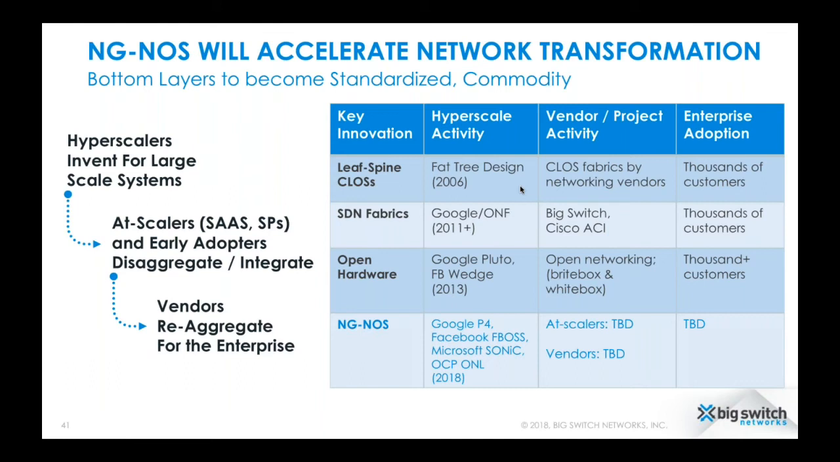And we saw these examples of leaf-spine Clos, SDN fabrics, and open hardware taking place over the past few years. And here we are today, now seeing the next logical step in the journey, discussing the next-gen network operating system, which is at the first stage of its unveiling. We would expect that over the next few years, it will move from hyperscaler organizations to at-scalers, and we are already seeing that. Our survey already demonstrated that, and then a little later, it will be reaggregated by vendors for enterprise consumption.